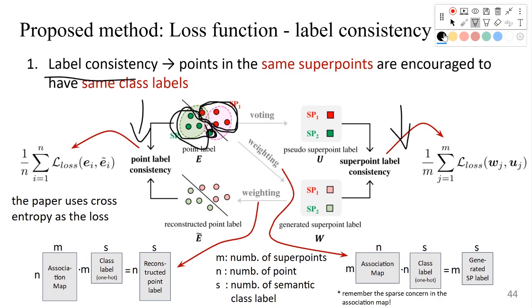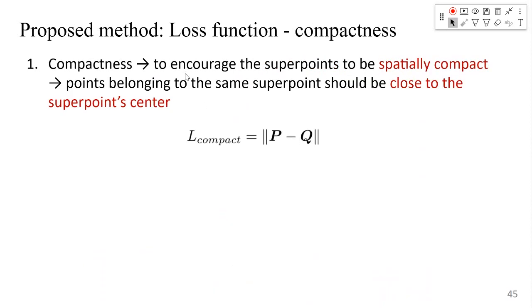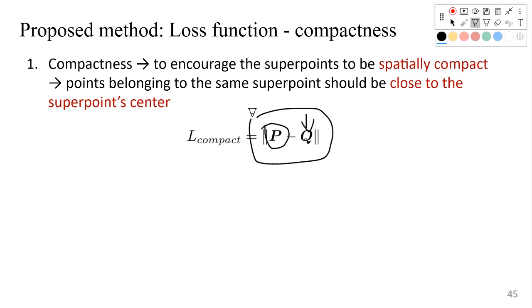And then, as an additional loss, they also employ compactness. I think this is very obvious. This loss tries to encourage the superpoints to be spatially compact. It means that the points belonging to the same superpoint should be close to the superpoint center. So this is the point, and this is the superpoint center. We need to minimize this distance.